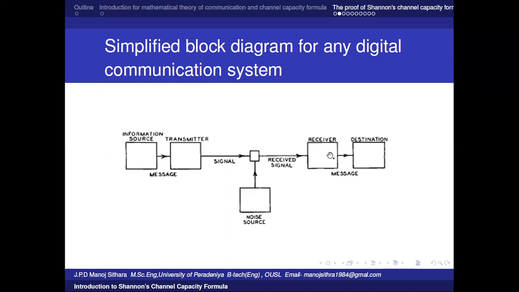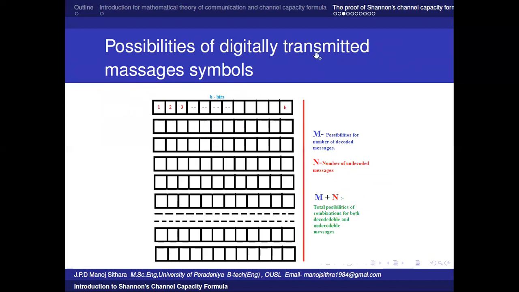Also, we can assume a jumble of possibilities for digital transmission message symbols. Let us assume that each message we are sending is B bits long and M number of messages can be decoded at the receiver end, including error corrections. And we can assume that a capital N number of messages can be decoded by any means of the smart code book. Therefore, we can assume there are M plus N possibilities for message symbols at the receiving end.